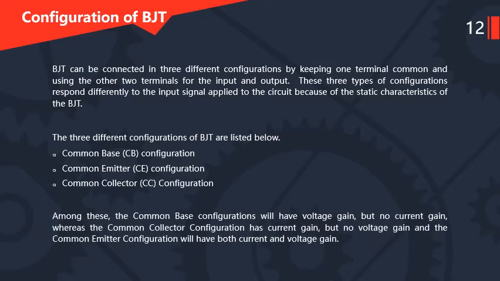Among these, the common base configuration will have voltage gain but no current gain, whereas the common collector configuration has current gain but no voltage gain, and the common emitter configuration will have both current as well as voltage gain.